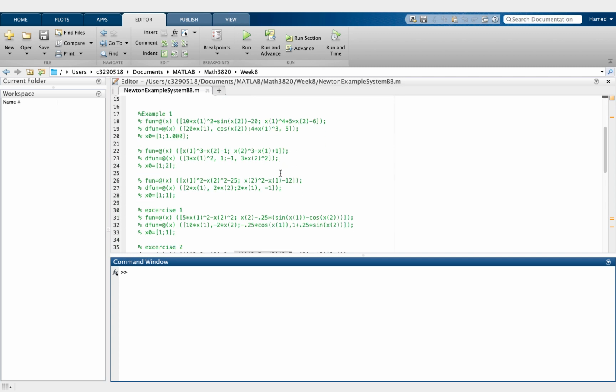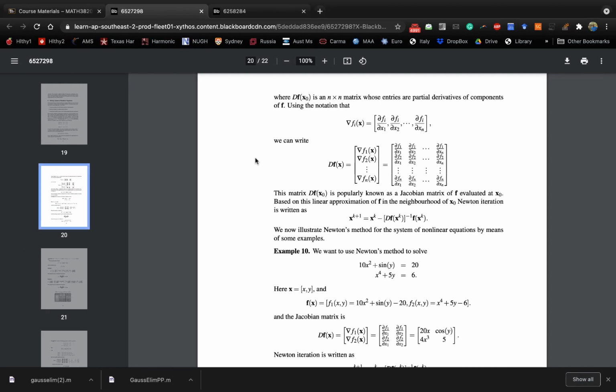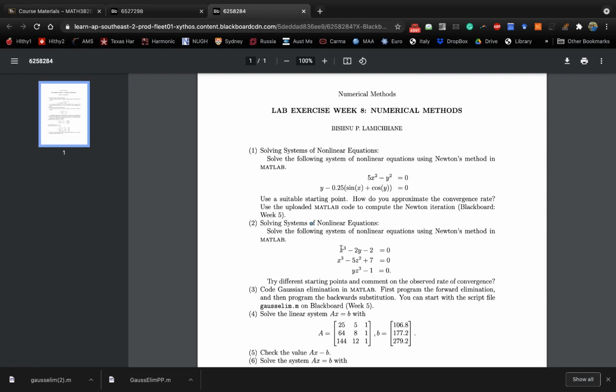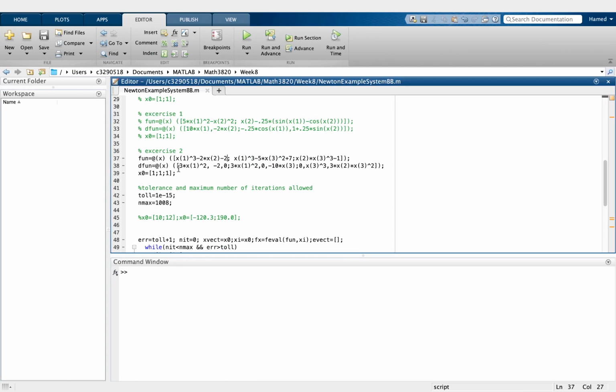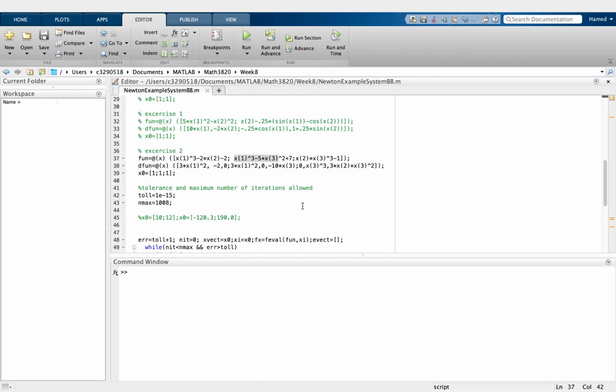Firstly, we will write the function handle. The function handle comes from question 2, x cubed minus 2y minus 2 equal to 0. So here it is x1 cubed minus 2 x2, or y, minus 2. And for the second and third, we write the equations from the second and third equations here.